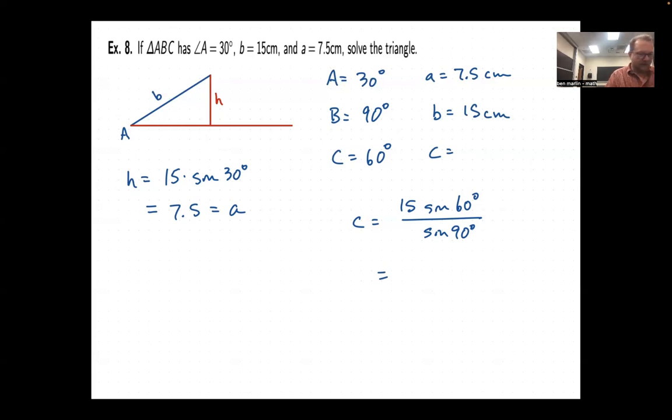And I got 900, so I typed it in wrong. Times 60 sine. Oh, I must have forgot to hit the sine button. And I got 12.990, which I'm going to go ahead and round as 13.0 centimeters, just to be consistent with the other rounding that we had. All right.